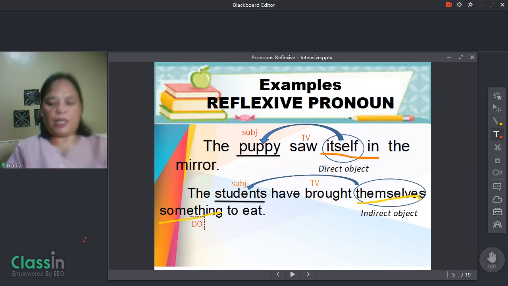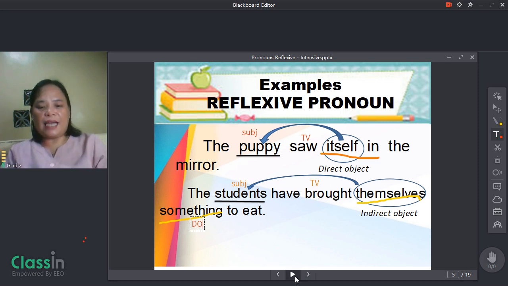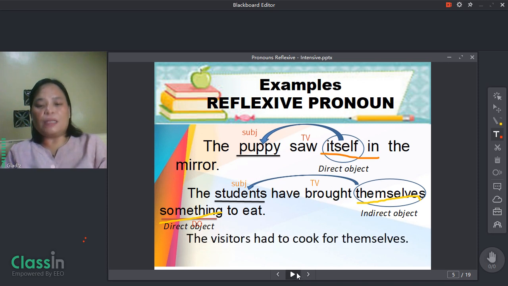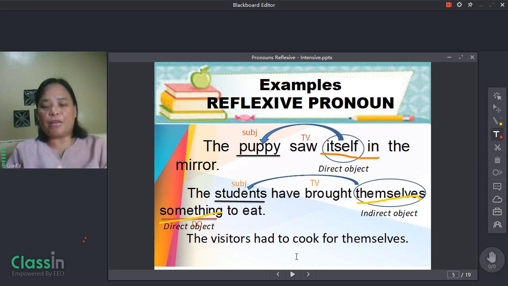Direct object. Okay, and then next example, the visitors had to cook for themselves. What is the compound pronoun used in the sentence? We have themselves. And again, it reflects back or bounces back to the subject, visitors.